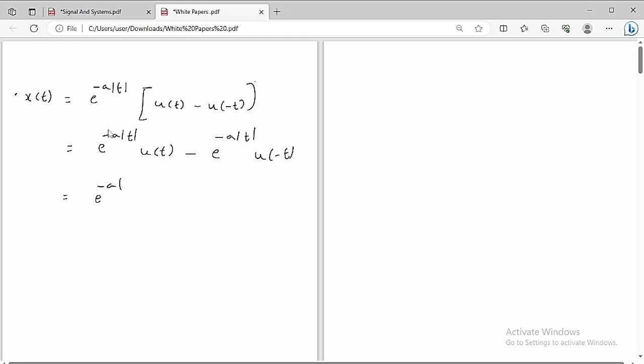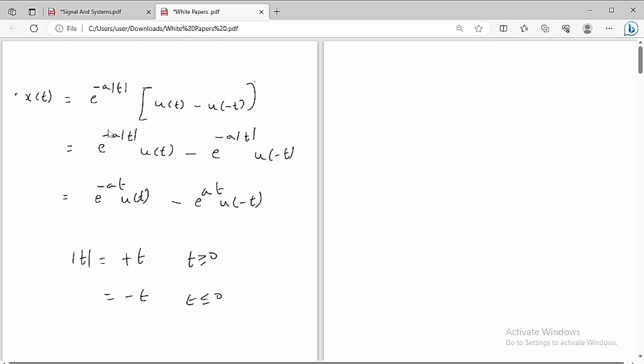So e to the power of minus a t into u of t. Here u of minus t is defined for t less than 0, so t is negative, and we have to replace mod of t by minus t, which is positive. So e to the power of a t into u of minus t. I already told you mod t is equal to t for t greater than or equal to 0 and equal to minus t for t less than 0. So here replace mod t by t, and here replace mod t by minus t. This is what we are going to get.